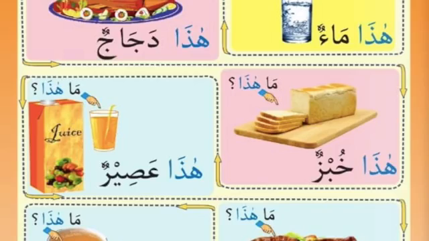What do you see? Yes, it's juice, right? You see juice. So juice is called in Arabic asirun. Asirun. Please repeat after me. Asirun. Juice.